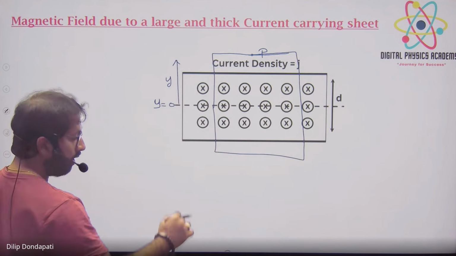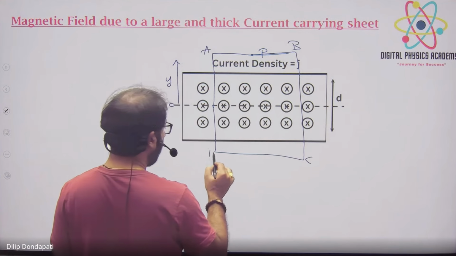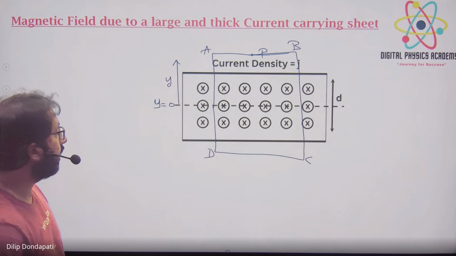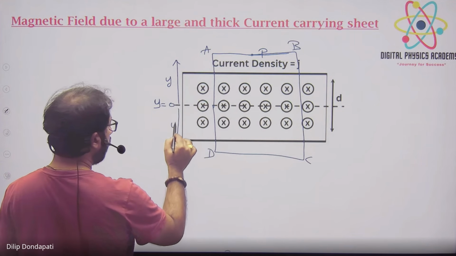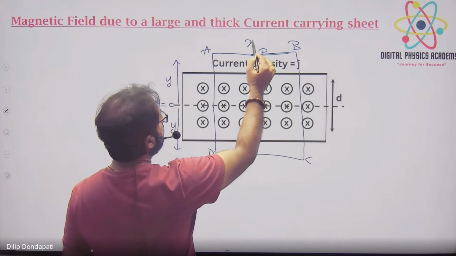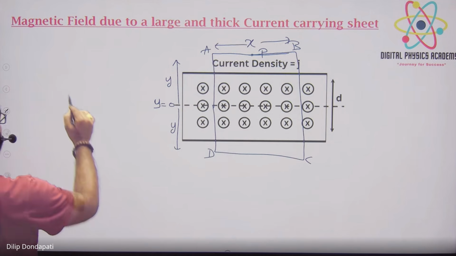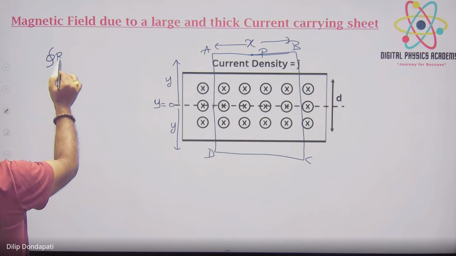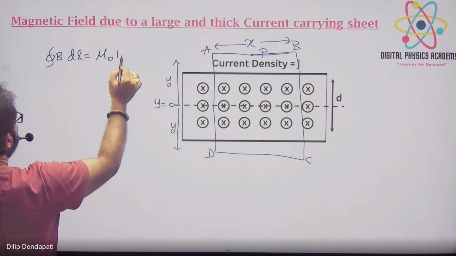Name it A, B, C, D. And this is y, which means this also will be y, by symmetry. So length is 2y, and its width is x, let's say. Okay, now we will write the formula. Closed integral B dot dl is equal to mu naught times I inside.